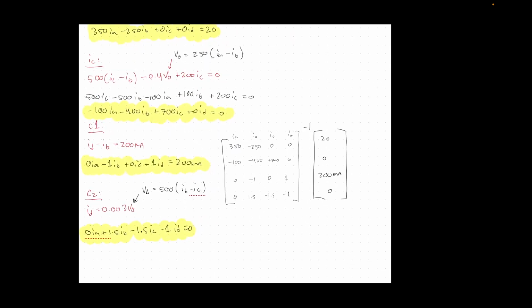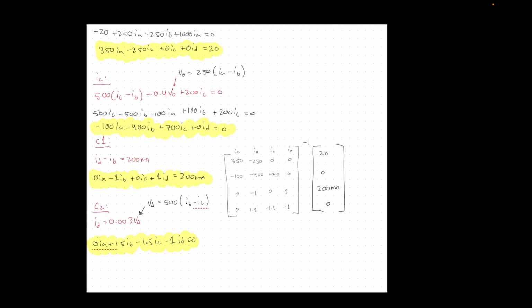All right, so after entering it into our calculator, we're going to see that we get IA equals negative 240 milliamp. IB is going to equal negative 416 milliamp. IC will equal negative 272 milliamp, and ID is going to equal negative 216 milliamp.